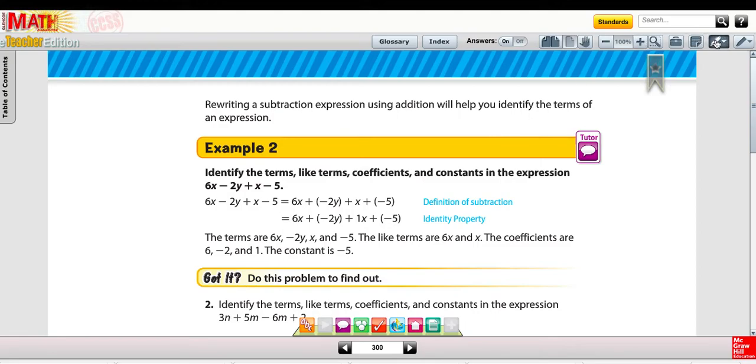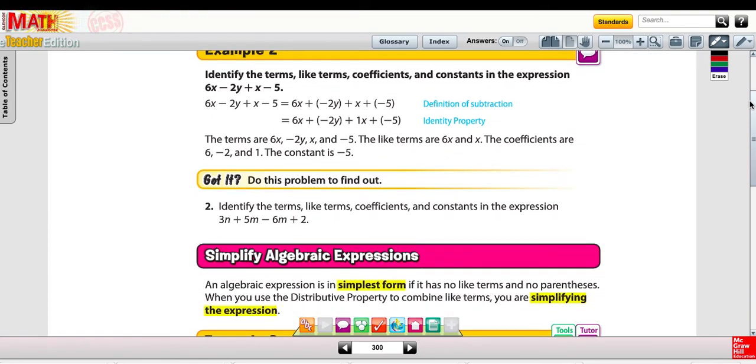There's lots of vocabulary there. You might need to flip back to your vocabulary from the previous page, or just look at the notes that you wrote down for those vocabulary words. What we have here on number 2 is to identify the terms. The terms are 3n, 5m, negative 6m, and 2. The like terms would be the 5m and the negative 6m.